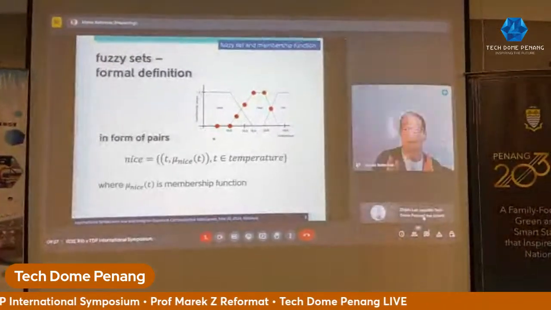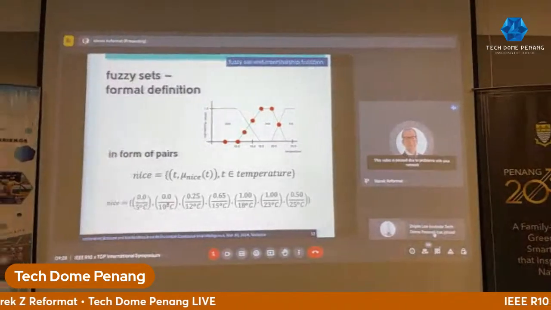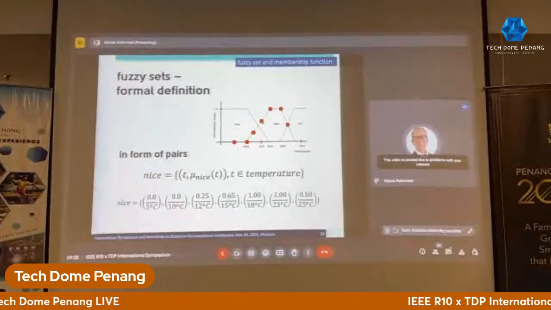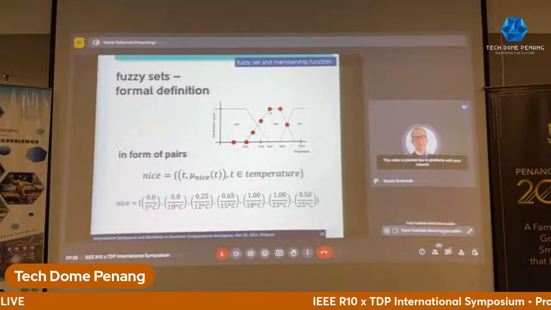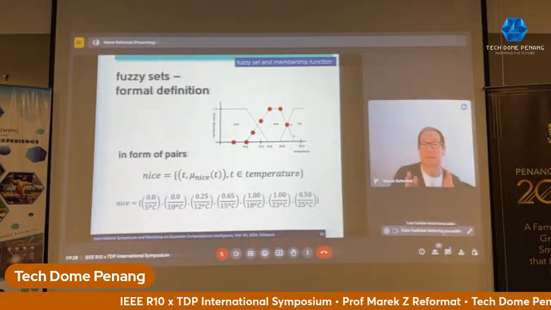So we say that the membership for temperatures 5 or 10 equals 0, for 12, 15 it is a fractional value, for 18 and 23 it is 1, and for 25 it is the same.